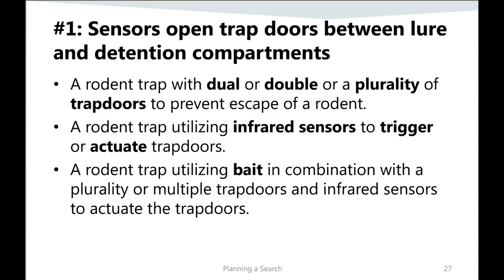In the second sentence, the claimed feature is the infrared sensors and their relation to the trap doors of the previous sentence. That is, the sensors trigger or actuate the trap doors. In the third sentence, the searcher has included bait as an important feature of the claimed invention.